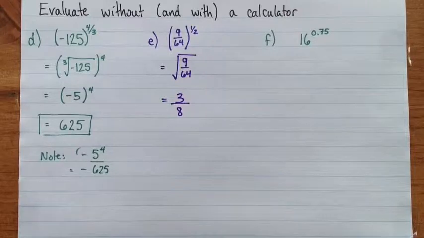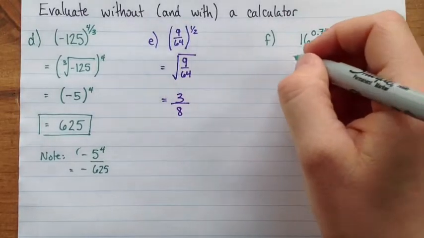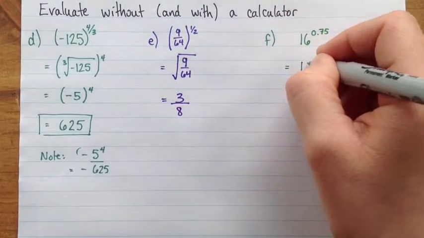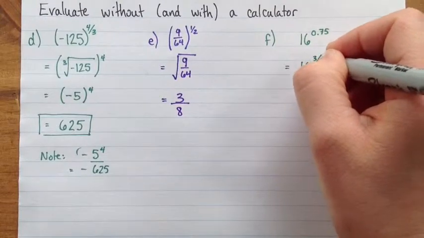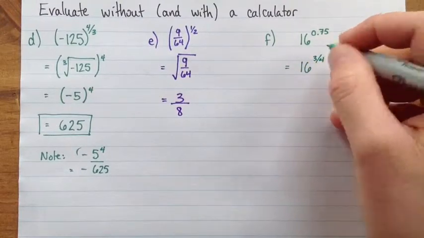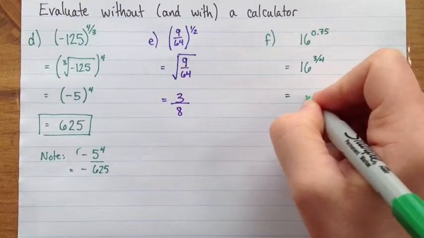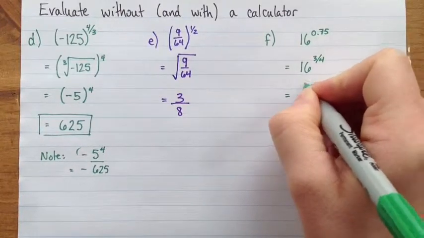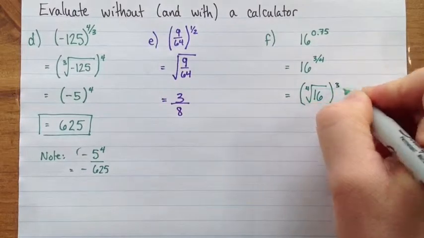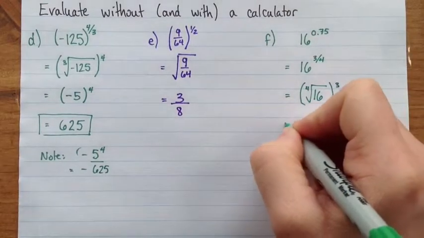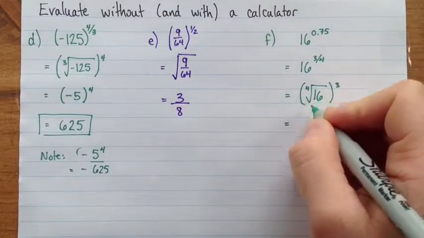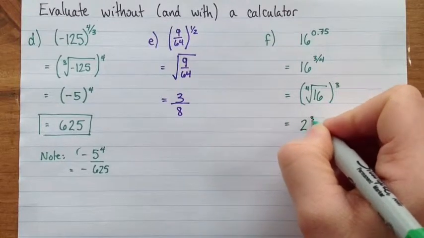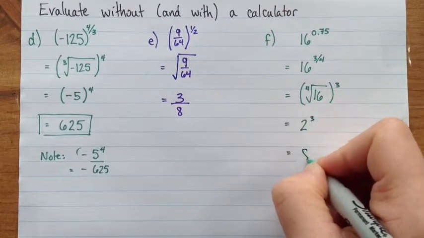And then 16 to the exponent 0.75. We'll rewrite that exponent as a fraction so we know what to do. And that's 3/4. So now I can take the 4th root of 16 and raise it to the exponent 3. So the 4th root of 16 is 2. So it's 2 cubed. So it's 8.